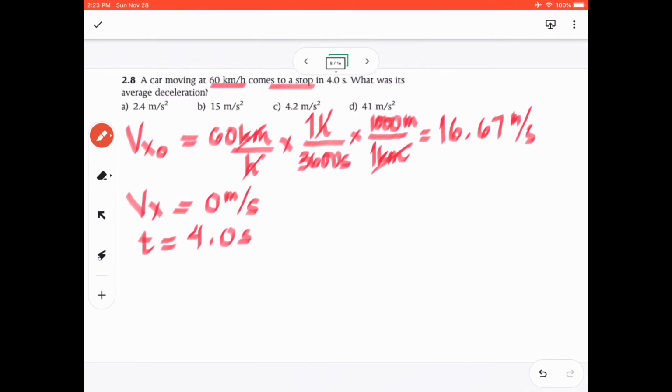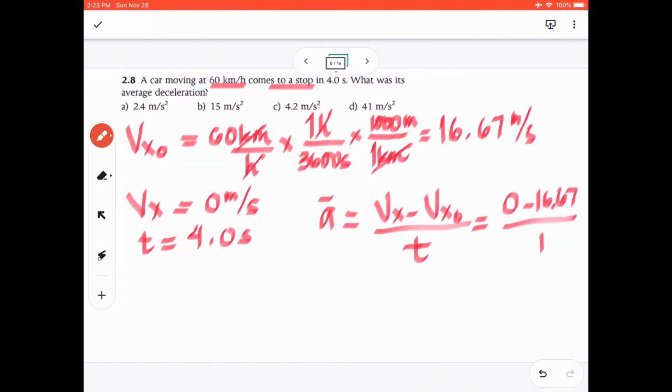The formula that we can use for this is average acceleration is equal to Vx minus Vx initial over the time interval. Substituting the values, we have 0 minus 16.67 divided by 4. Then you will get the answer, which is equal to negative 4.17 meters per second squared. So it's negative because it's deceleration.